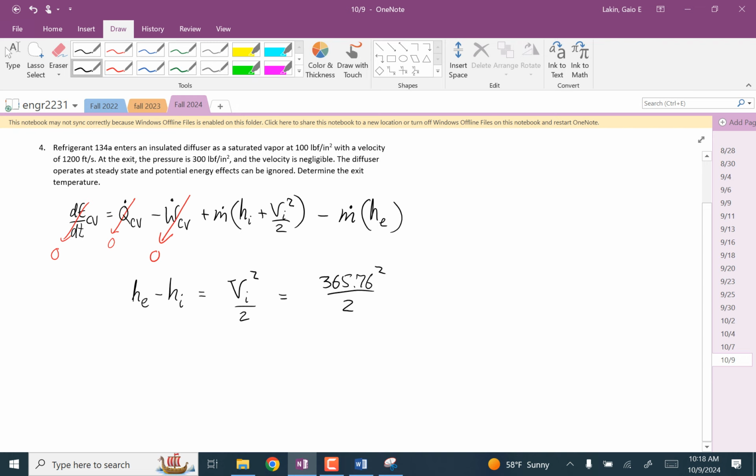Pressure one is 6.89 bar. The pressure at the inlet is 6.89 bar. And then at the exit, it's 20.68 bar. Okay. And so 365.76 squared over 2. This is 2162.19.